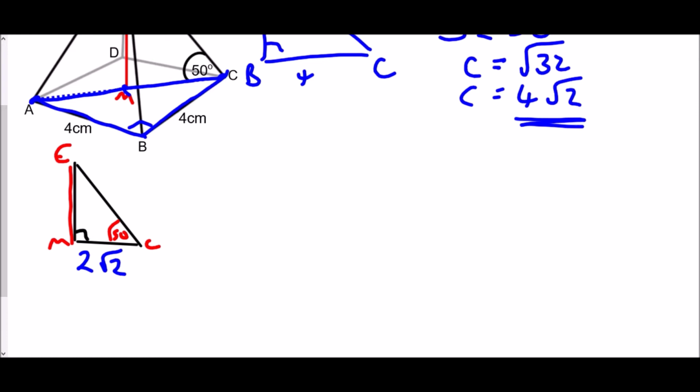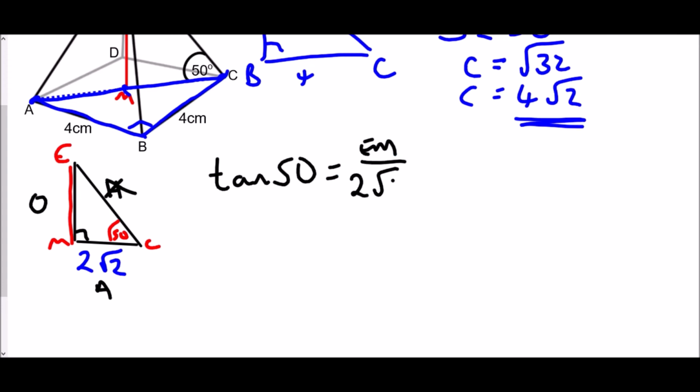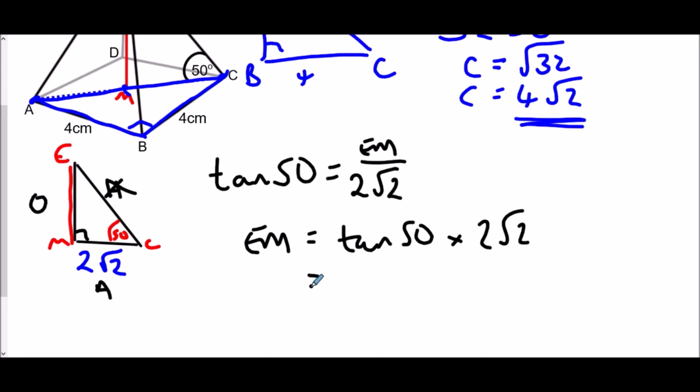So there's our right angle, there is our hypotenuse, the opposite is over here, and the adjacent is here. We don't have anything to do with the hypotenuse, and so we are using tan again. We are using tan of 50 equals the opposite, which is what we don't know, so let's call it EM, over 2 root 2, and therefore to get the perpendicular height EM, well, that is going to be tan 50 times 2 root 2. And so let's just type that into our calculator.